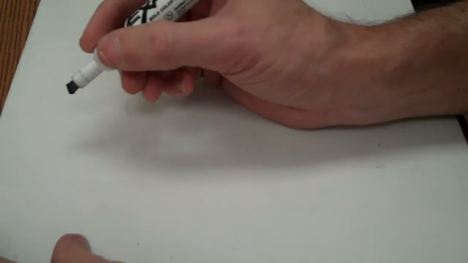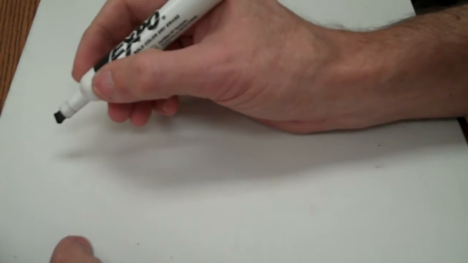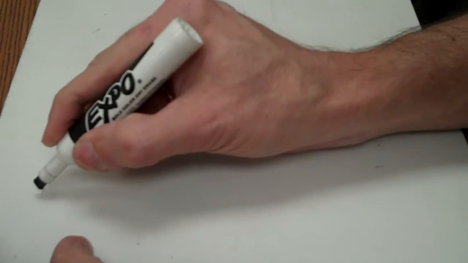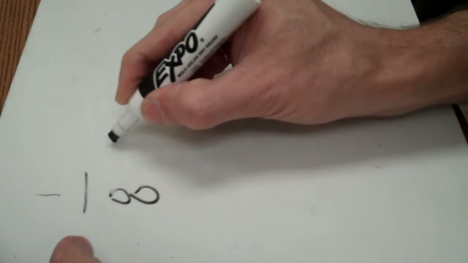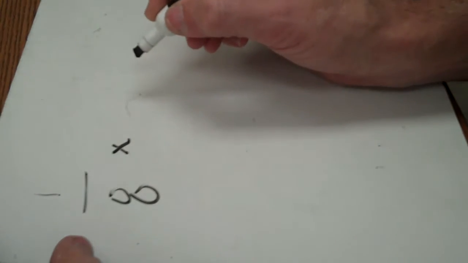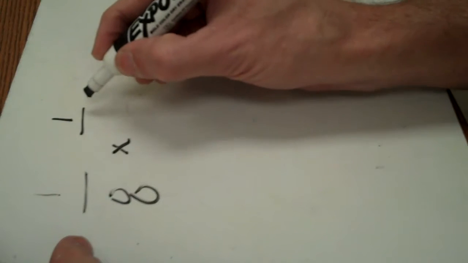Looks like this week we're working on multiplying fractions. It's really no big trick to it. Let's take 1/8 times 1/2.